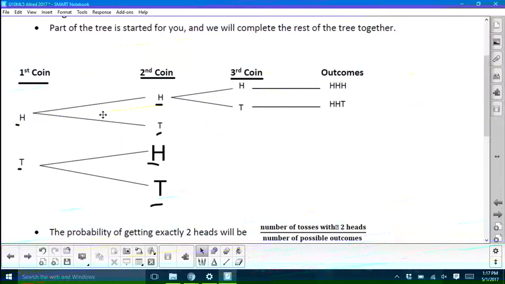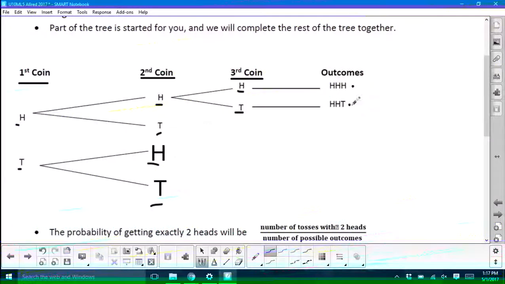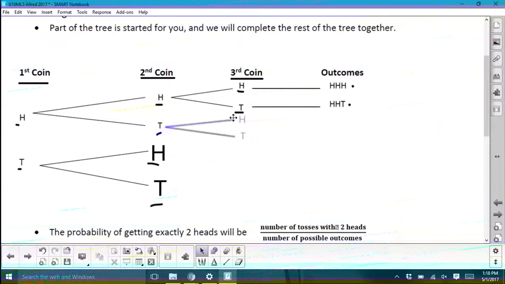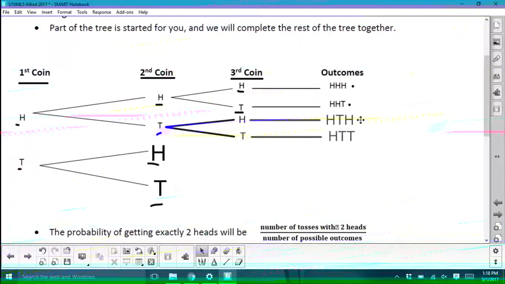The third time I toss it, if I've gotten heads and then heads, I might get heads, I might get tails. So I've listed those 2 options there. You can get heads 3 times in a row, or get heads twice in a row and then tails. Those are the 2 outcomes. If I got heads and then tails, the third time I toss it, I could get heads or tails. I've listed that there for you. So I could have gone heads, tails, heads, or heads, tails, tails.